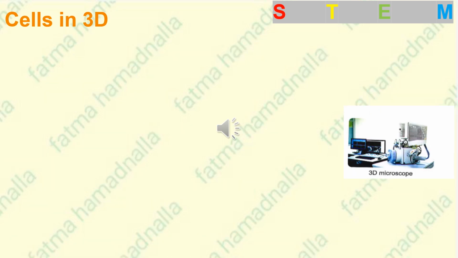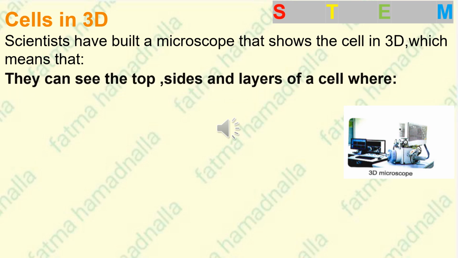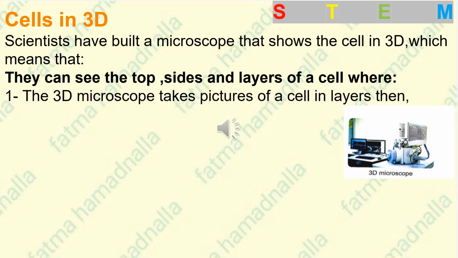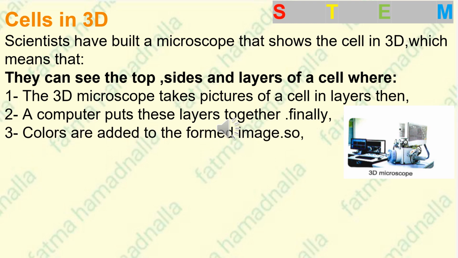Scientists have developed a microscope that displays cells in 3D. This means they can see the top, sides, and layers of a cell. Okay, how does it work? 1. The 3D microscope takes pictures of a cell in layers. 2. A computer then assembles these layers into a complete image. 3. Colors are added to the final image.